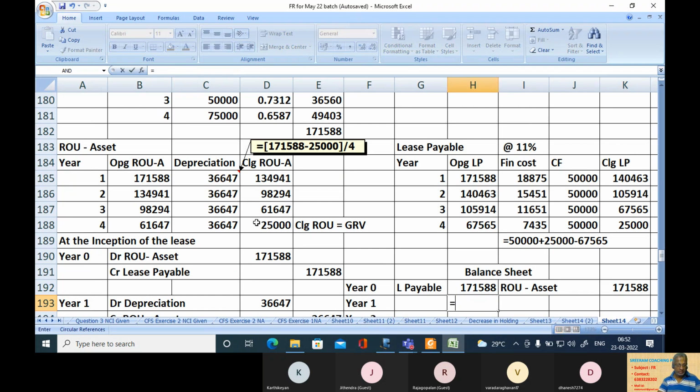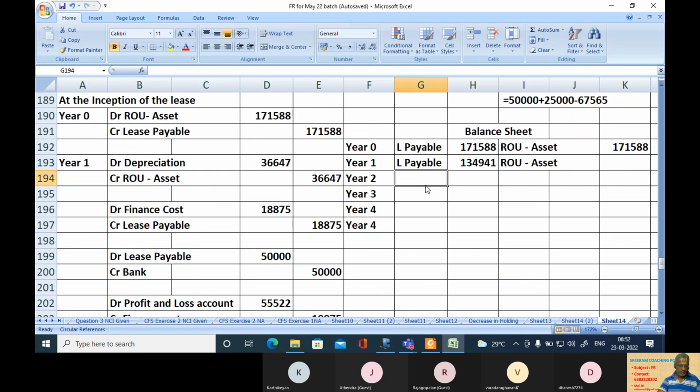Year number 1 is this. In this particular case, it is before. This is after.